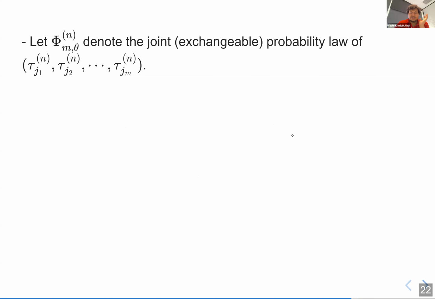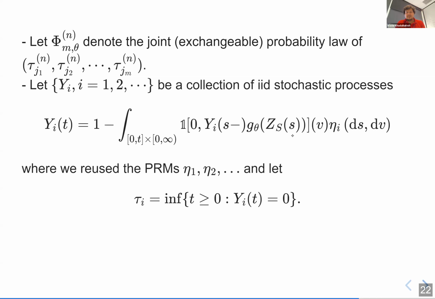So we started with this interacting particle system, which is mimicking the original chemical reaction network. Now let us consider another fake interacting particle system, which is even more trivial. It's completely IID. So I have IID Poisson random measures and IID stochastic processes, Y_i, that start at 1 and turn to 0 after an amount of time. And the intensity I have now replaced. In the original interacting particle system, it depended on the population average. I have replaced the population average by its deterministic limit. So this is now completely IID.